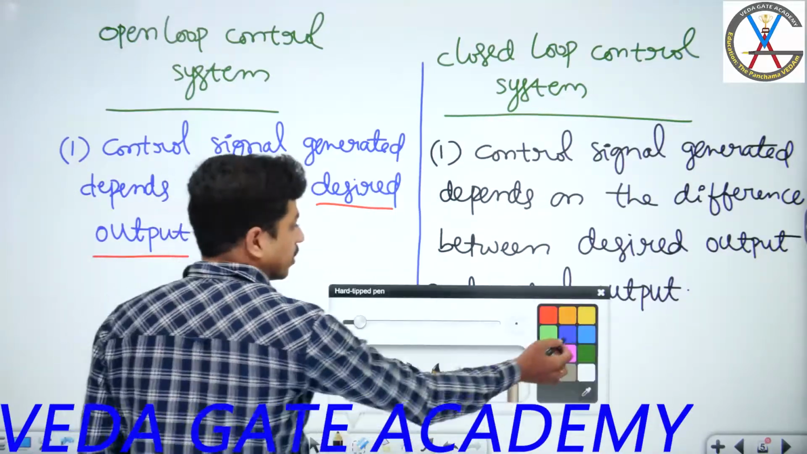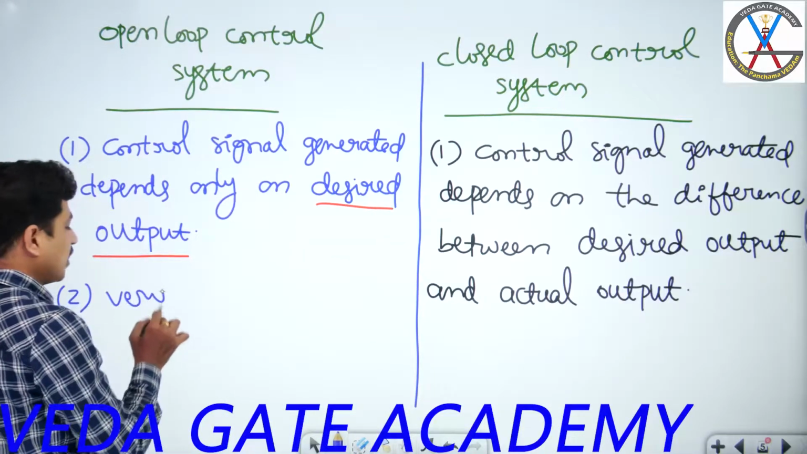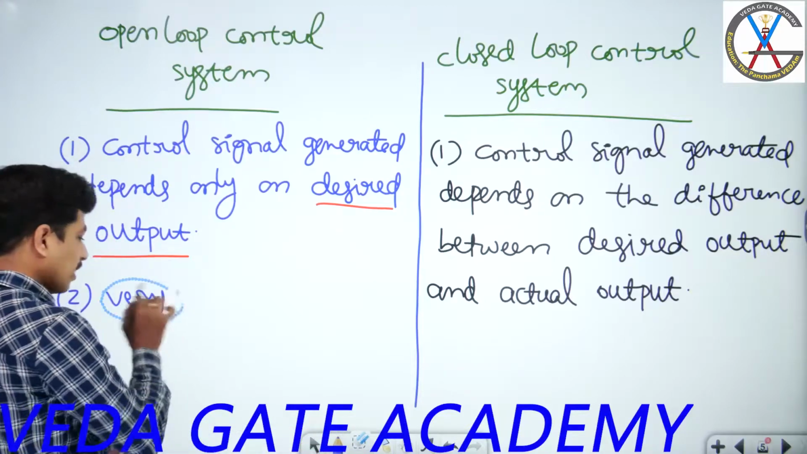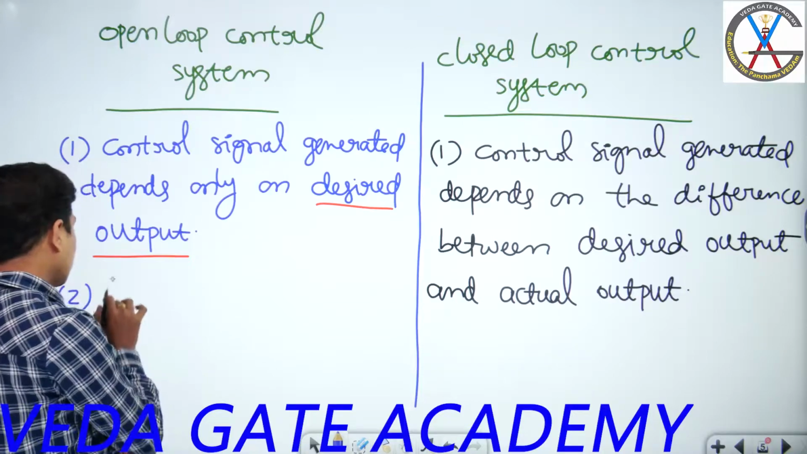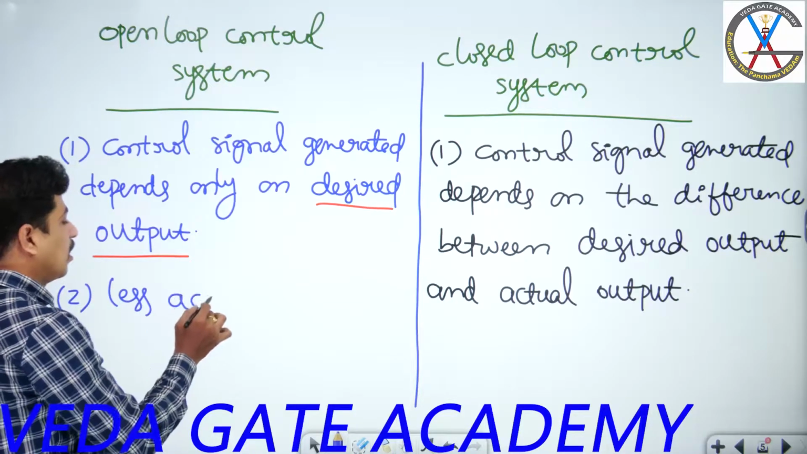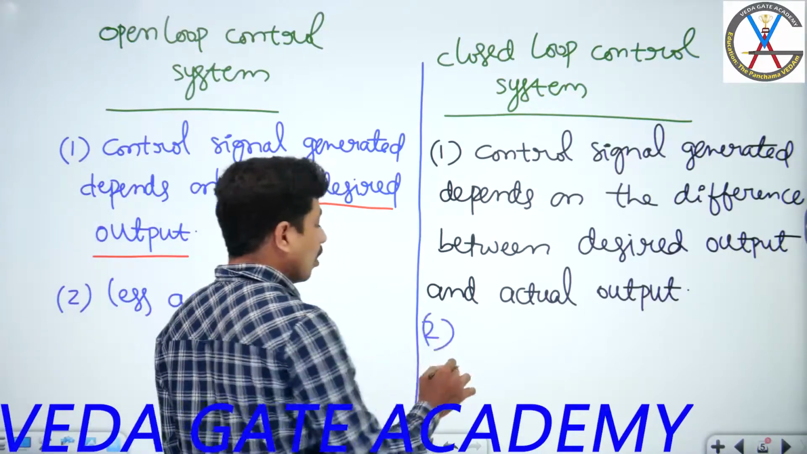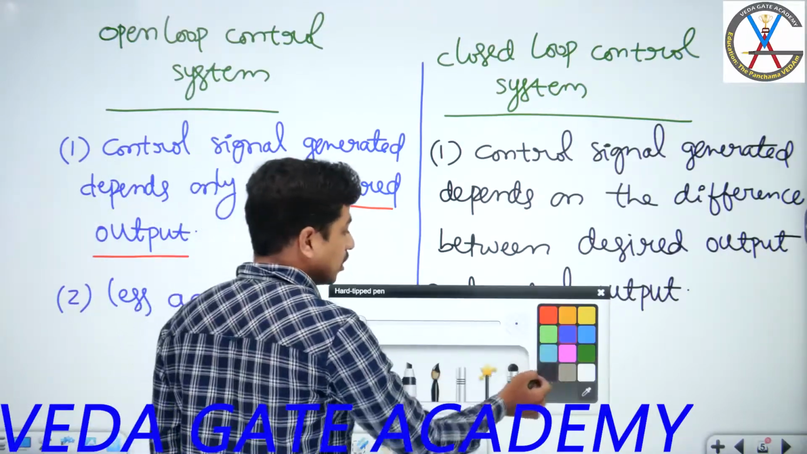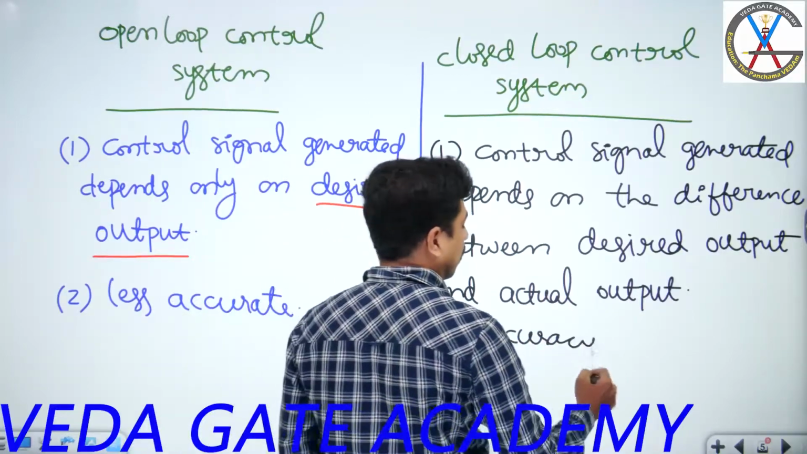Second point here is, open loop is very less accurate, or accuracy is less. In fact, I can say there is no guarantee of the accuracy. Less accurate. Here, in closed loop, more accuracy. Accuracy is more. Yes or not?